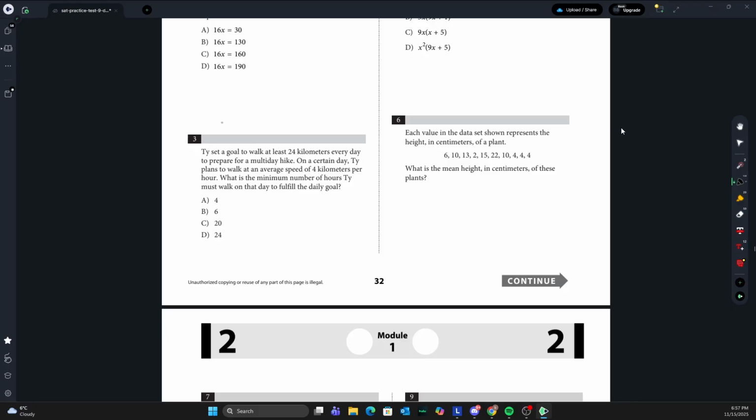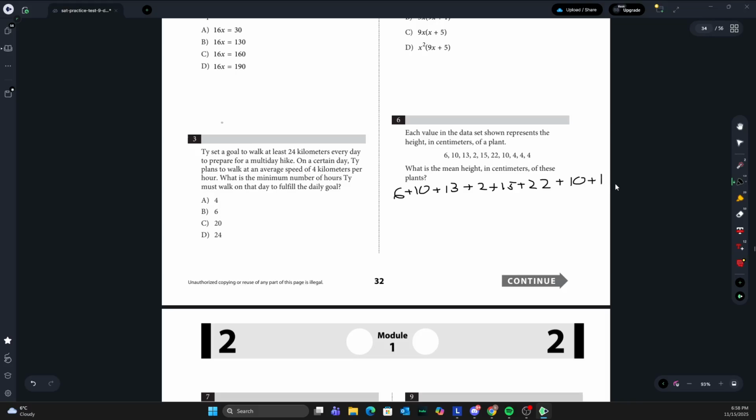Alrighty, so question 6. Each value in the dataset shown represents the height in centimeters of a plant. What is the mean height in centimeters of these plants? To find the mean of a dataset, we add up all of these values and then divide by the total number of values. So for this, do 6 plus 10 plus 13 plus 2 plus 15 plus 22 plus 10 plus, and I'm running out of space, 4 plus 4 plus 4, which is 16.